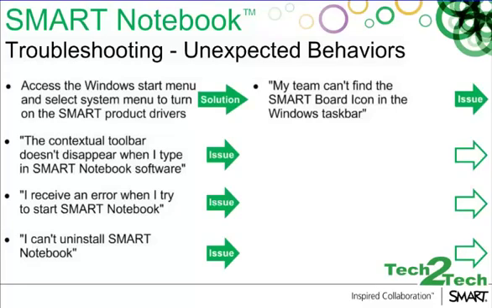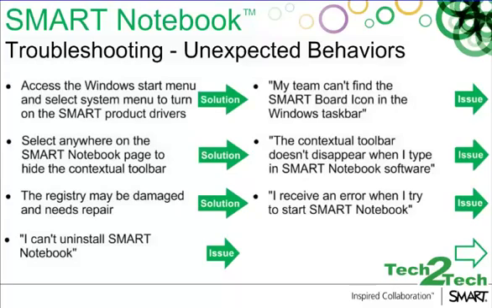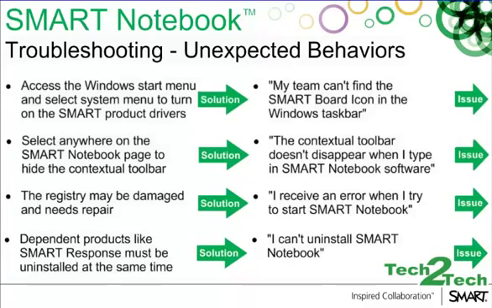If the contextual toolbar doesn't disappear, simply select anywhere on the Smart Notebook page to hide it. Contact technical support for assistance or access the knowledge base to locate technical documentation as a self-serve option to correct the damaged registry. If Smart Notebook needs to be removed, keep in mind that dependent components, for example, Smart Response, must be uninstalled prior or at the same time.